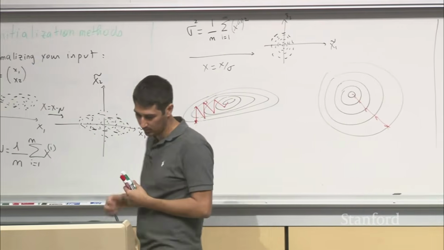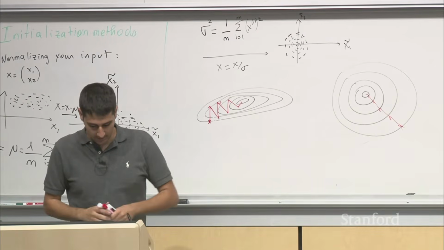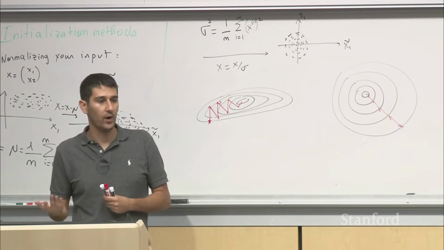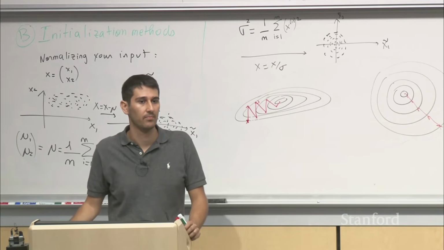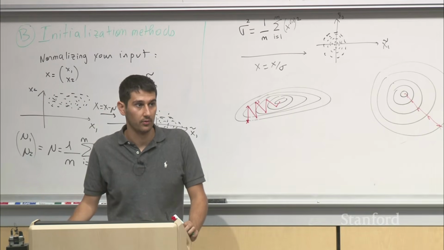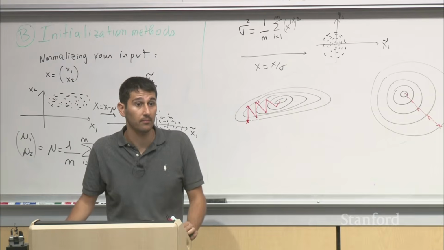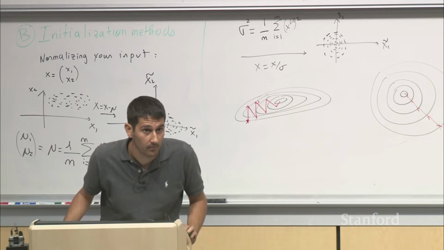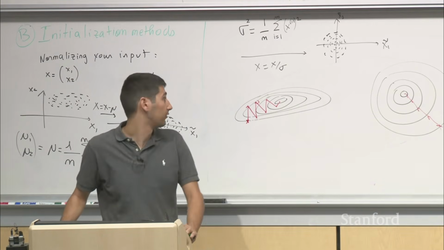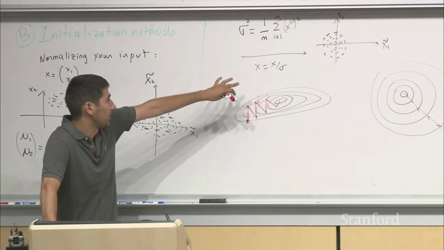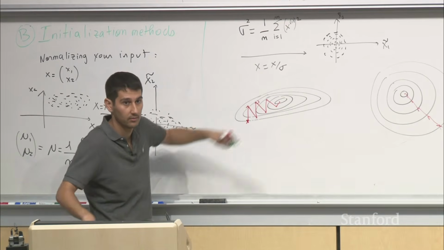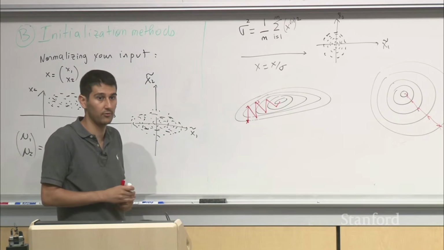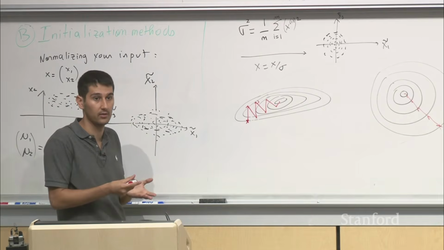So this is one method. And in practice, the way you initialize your weights is very important. Exactly. So here I used a very simple case, but you would divide element-wise by the sigma. Okay? So every entry of your matrix, you would divide it by the sigma.